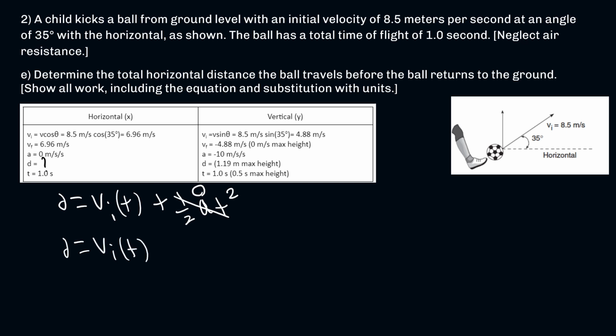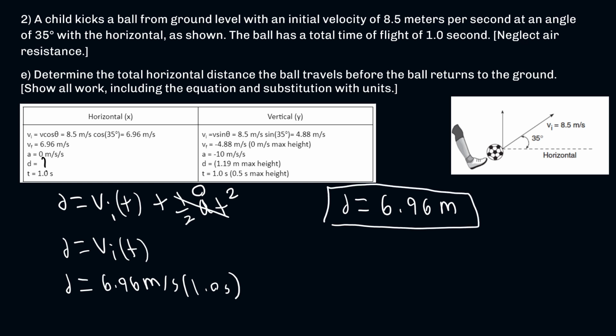And if you're noticing what's going to happen here, it's going to be a fairly simple calculation because now all I have to do is just know what to plug in. My initial velocity was 6.96 meters per second. My time is 1 second. And then when I multiply these, obviously anything times 1 is itself. So I'm just going to put this over here. My distance is going to be 6.96 meters.